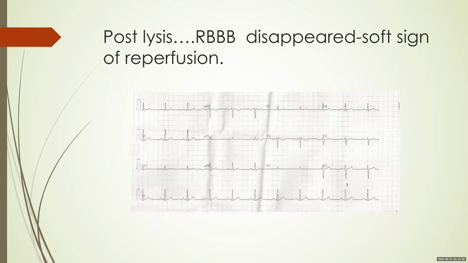They have thrombolyzed the patient, and you can see the right bundle has disappeared. So disappearance of a right bundle branch block following any intervention, it could be thrombolysis, it could be primary PCI, or even sometimes spontaneous reperfusion can occur in MI. It is a soft sign of reperfusion. It is not a definite sign like ST resolution of more than 70% or immediate cessation of pain. It's one of the soft signs of reperfusion, like disappearance of bundle branch blocks or atrial fibrillation.